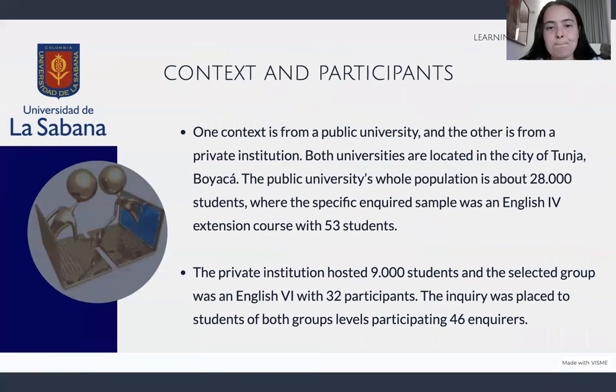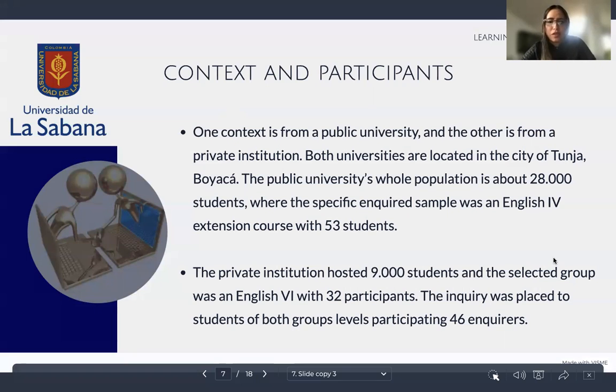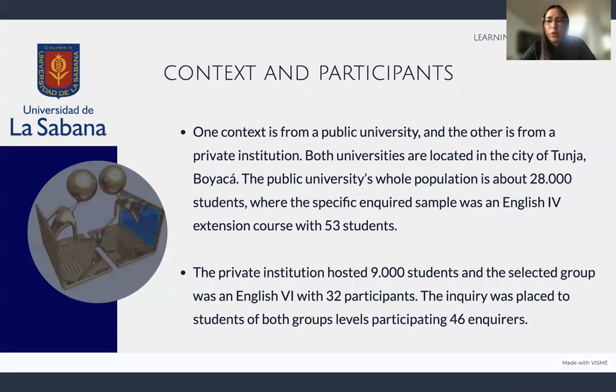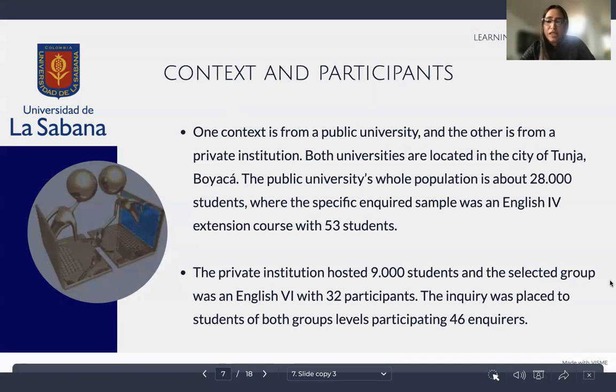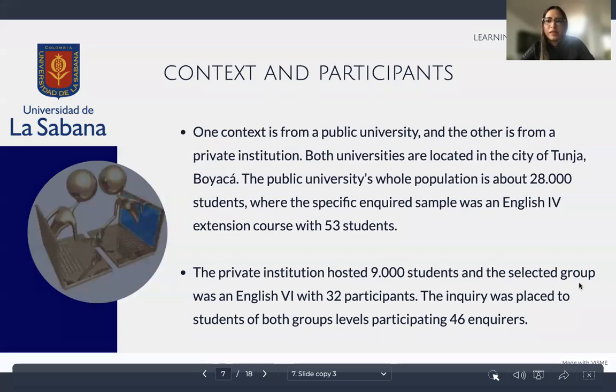Thank you, Judy. As our classmates said about context, in this one we have 28,000 students. We specifically required a sample of an English 4 extension course with just 53 students. And that was from the public one. From the private institution, which has 9,000 students, the selected group was an English 5 with 32 participants. And then the inquiry was given to students, both groups participating, 46 respondents.